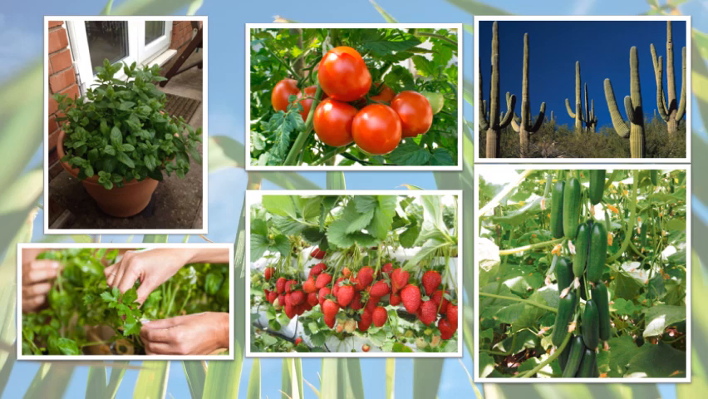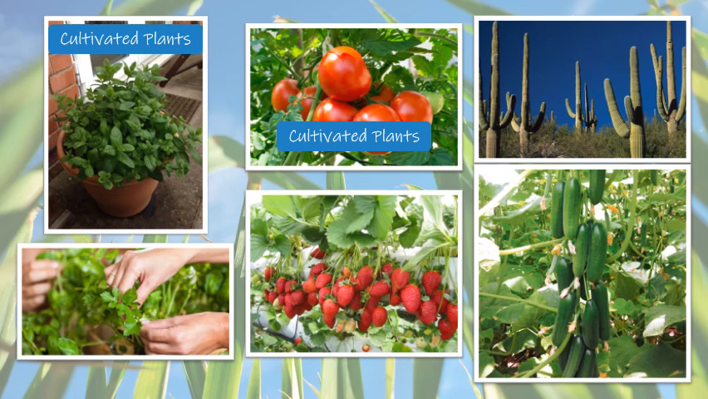The pictures in front of us show a mint plant, a tomato plant, a cacti, a parsley plant, a strawberry plant, and a cucumber plant. Do we need them in our life? Yes, we do. So, the mint plant and the tomato plant are cultivated plants. They grow in our gardens, around the houses, and they are taken care of by man.